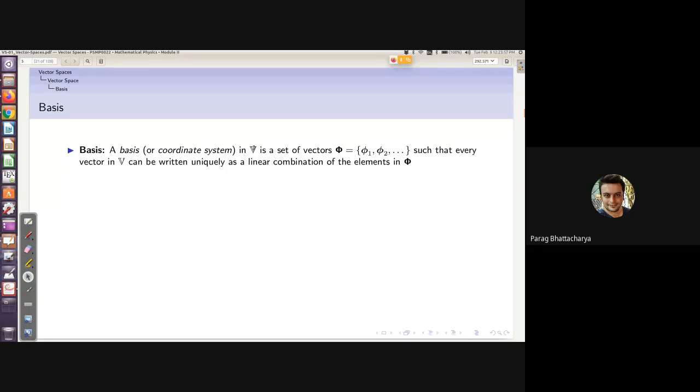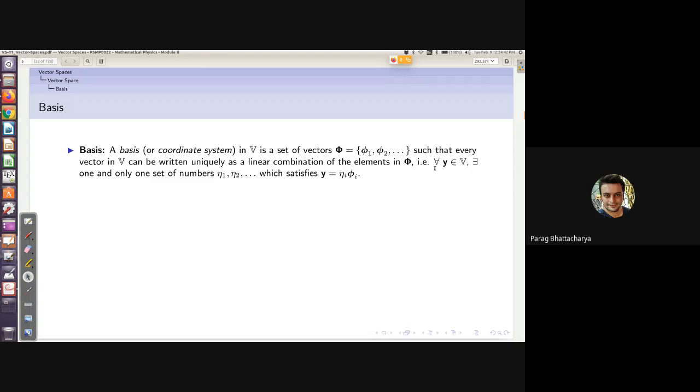A basis in a vector space V is a set of vectors, phi1, phi2, phi3, and so on, such that every vector in V can be written uniquely as a linear combination of the elements in phi. This is exactly what I had told you. I have a vector space, and that vector space is spanned by some basis phi1, phi2. Then every element in this vector space V can be written as a1 phi1 plus a2 phi2 plus a3 phi3 and so on. That is going to give me each and every element of this vector space.